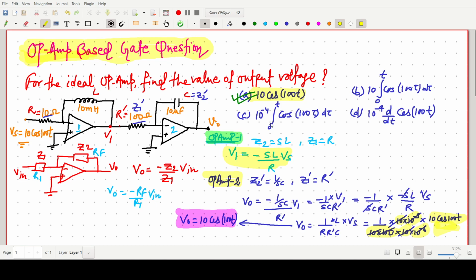So this is all about this question. You can utilize this concept, the output voltage V naught as a function of minus Z2 by Z1 into V in. So using this concept, you can make the solution of such cascaded problems.